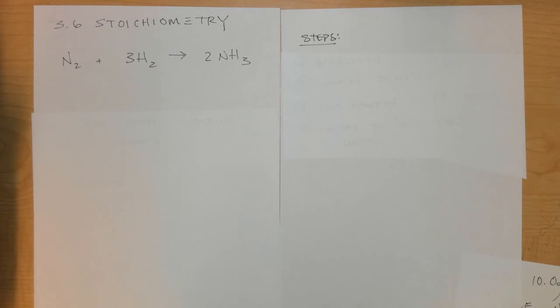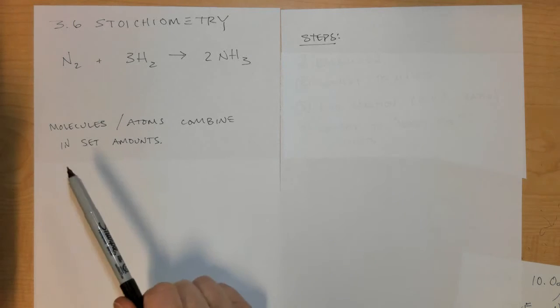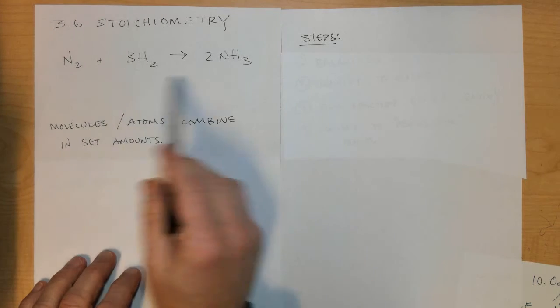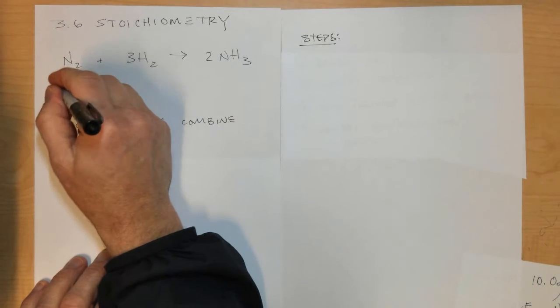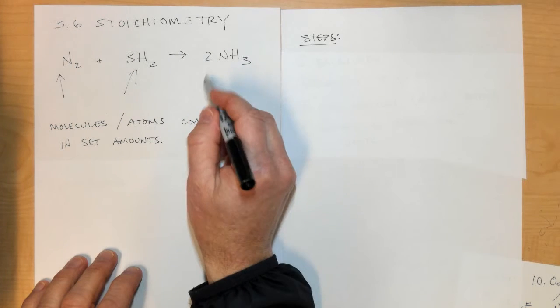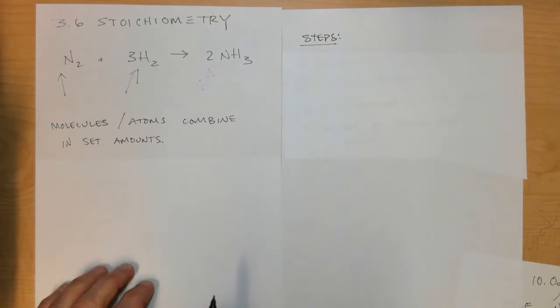This is an introduction to stoichiometry, section 3.6 in the 13th edition of Brown, LeMay, Bursten. First of all, stoichiometry allows us to take molecules or atoms and combine them in set amounts. For example, in this balanced chemical equation, for every 1 molecule of N2, 3 molecules of H2 would react and 2 molecules of NH3 are produced.